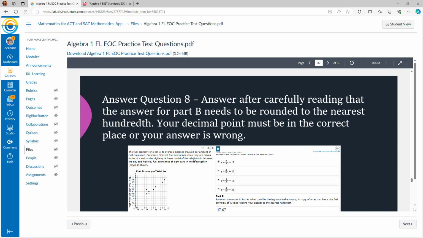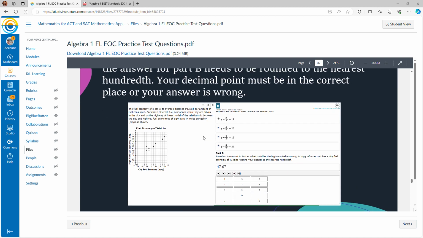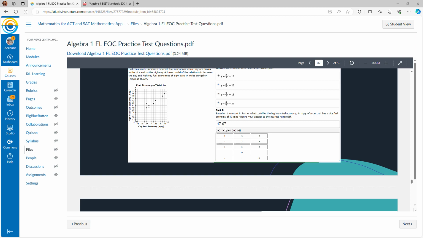Answer after carefully reading that the answer for part B needs to be rounded to the nearest hundredth. Your decimal point must be in the correct place or your answer is wrong, and you must have the correct amount of numbers behind the decimal to be in the hundredth place or your answer is wrong.